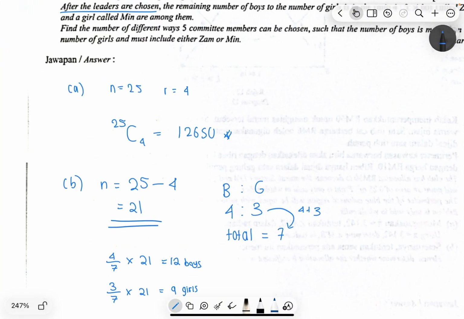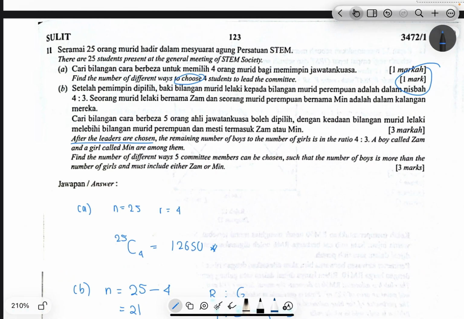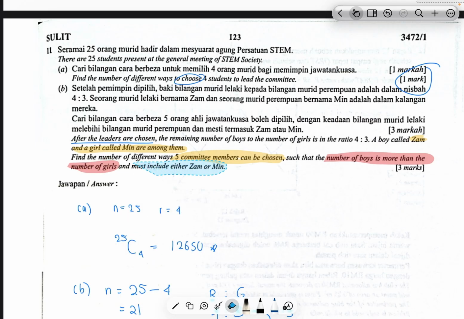So the condition here is that the remaining number of boys to girls is 4 over 3. A boy called Zam and a girl called Min are among them. Find the number of different ways. They want 5 committee members to be chosen such that the number of boys is more than the number of girls, and the committee must include either Zam or Min.